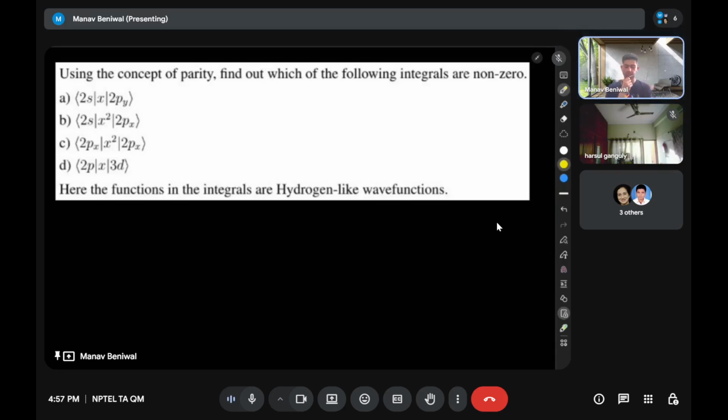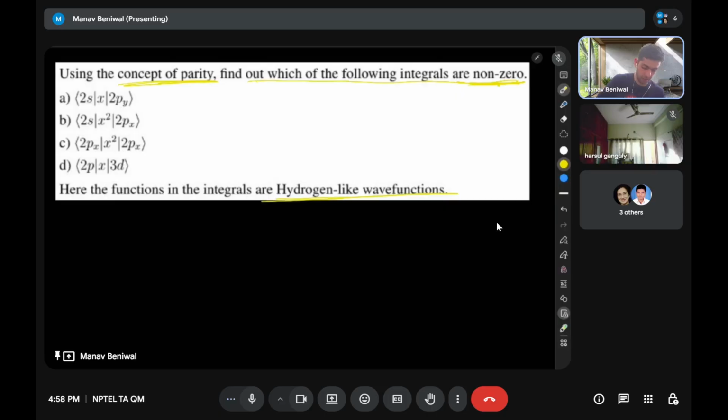Now, previously we have also solved some problems related to the concept of parity. Today we will apply that concept and find out which of the following integrals are non-zero. So we are given these 4 integrals and we have to tell which are the finite integrals that are non-zero. It is given that the functions in the integrals are hydrogen-like wave functions. So S is your spin, X is your position, and P is your momentum.